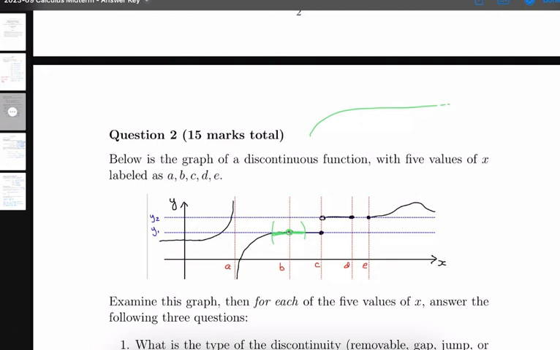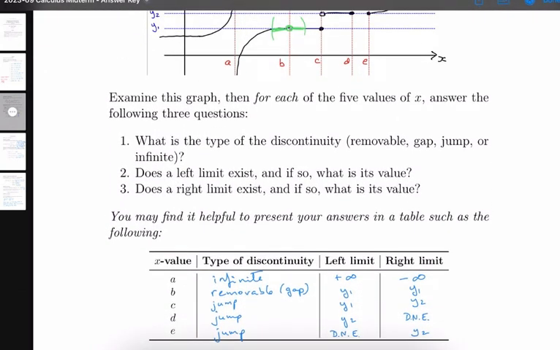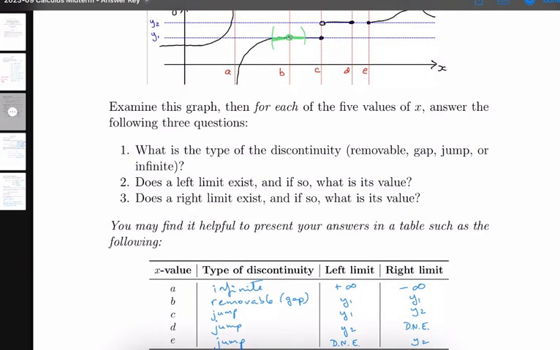And the same with B and E. We have to jump to get from one to the other. So C, D, and E are all jump discontinuities.